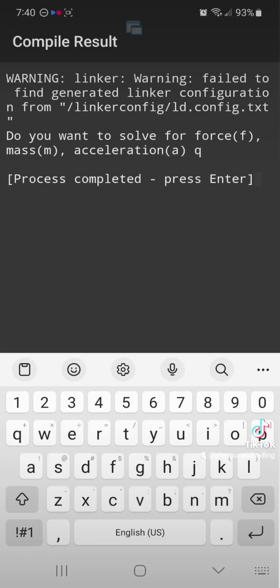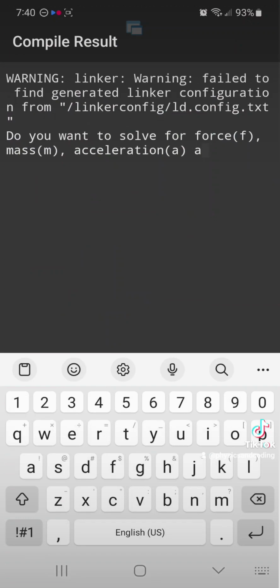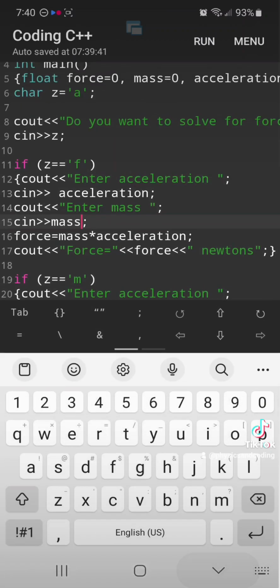And acceleration. Okay, the force 50, mass of 10, acceleration equals 5. Okay, and that's it.